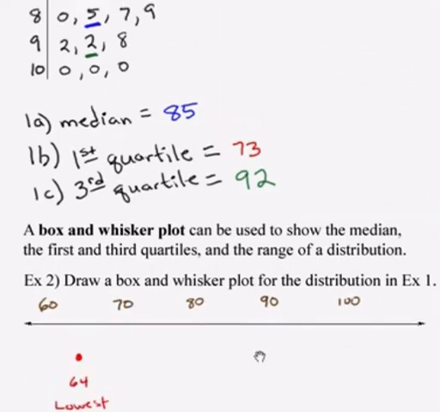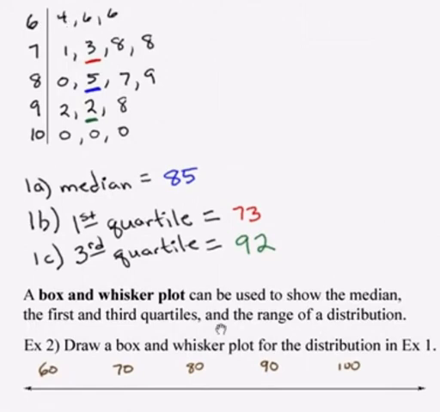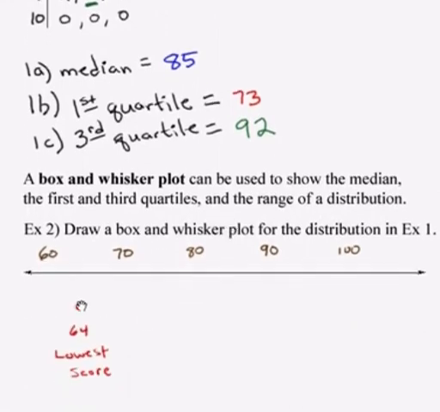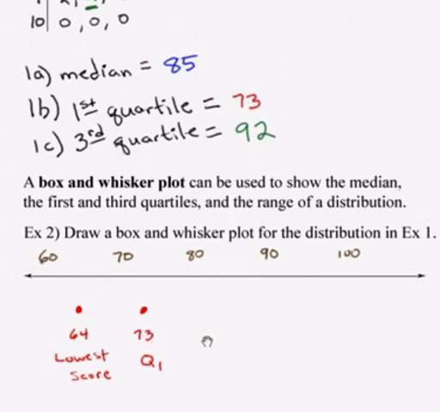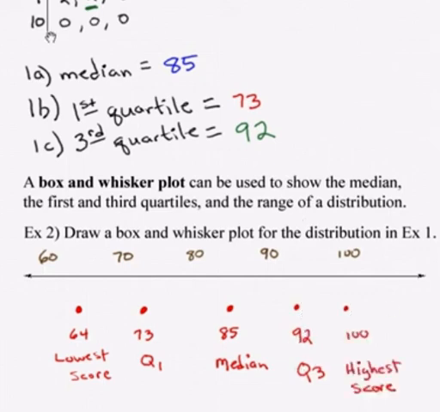And we're going to locate our lowest score, which is 64. So let's put a dot somewhere off here that our lowest score is 64. Then the next score that we can find in the list in numerical order is 73. That's our first quartile, or Q sub 1. And approximate where that would go on that number line. 85 is the median, so that's our next largest score of significance. 92 is our third quartile, and then our maximum score here was 100. That was the highest score.